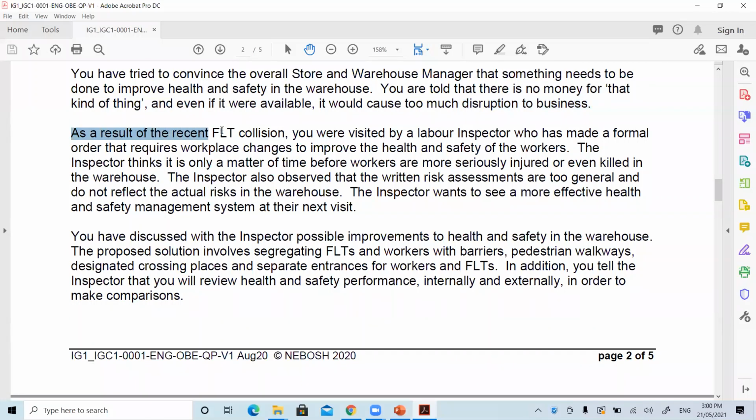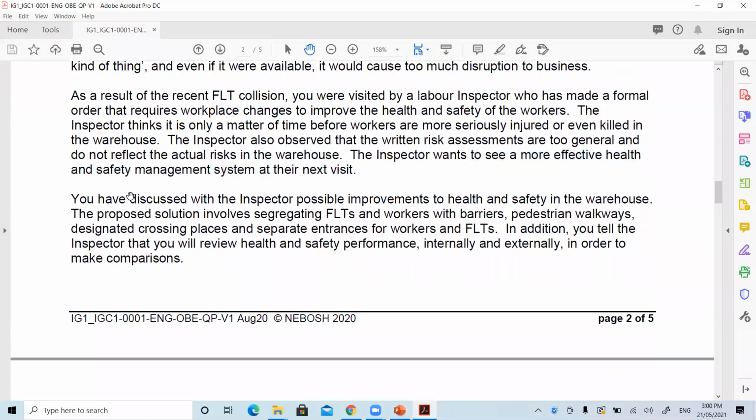As a result of the forklift collision, you were visited by a labor inspector who has made a formal order that requires workplace changes to improve the health and safety of the workers. The inspector thinks it is only a matter of time before workers are more seriously injured and even killed in the warehouse. The inspector also observed that the written risk assessments are too general and do not reflect the actual risk in the warehouse. The inspector wants to see a more effective health and safety management system at their next visit.